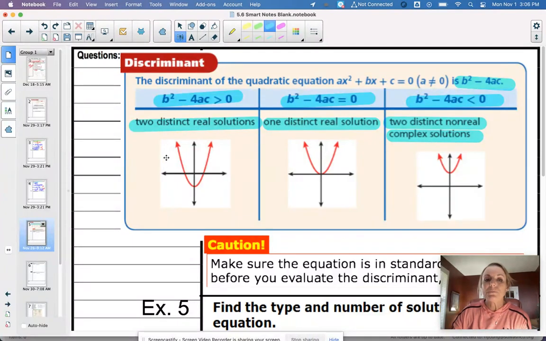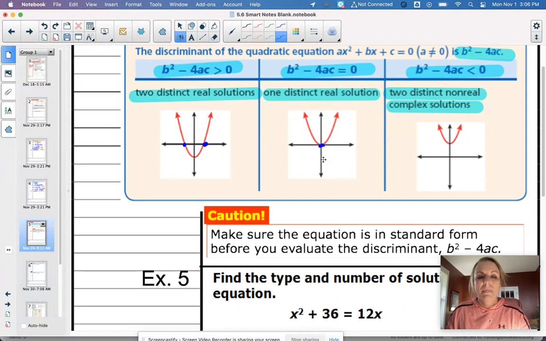And look at the graph. Two distinct means you're going to cross the x-axis twice, and we can call them x-intercepts, zeros, roots. Here, this is a double root. And here it's not crossing the x-axis. And when that happens, it means it is an imaginary, or we can call it a complex, solution.